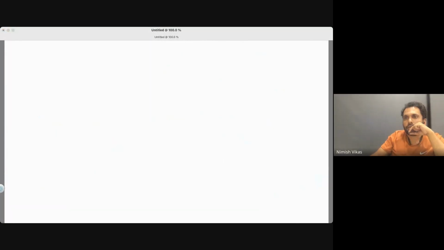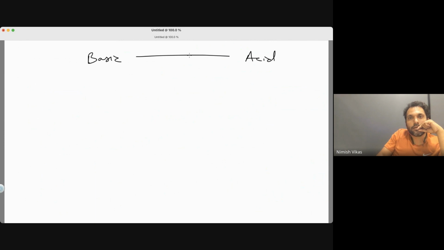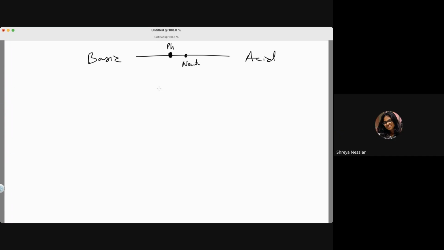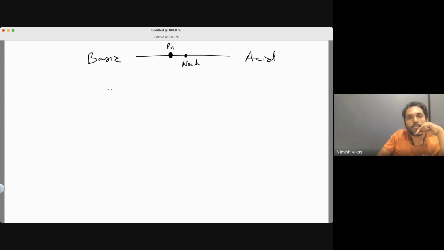Okay. While going from basic to acidic, phenolphthalein will show a color change while it is still basic. Have you understood that? Yes, sir. Is that clear? Okay.